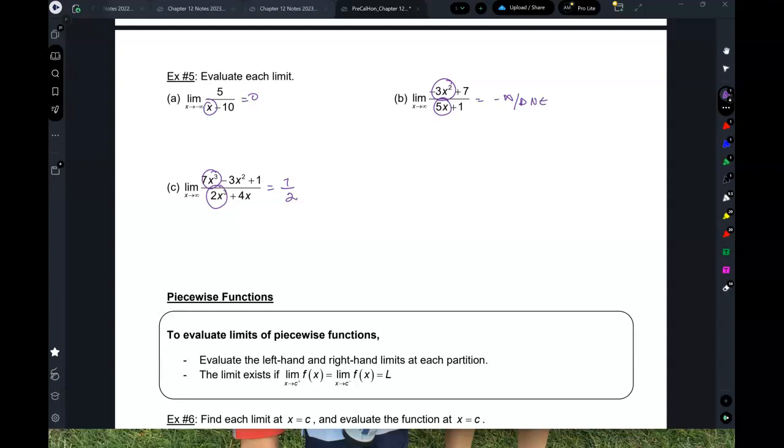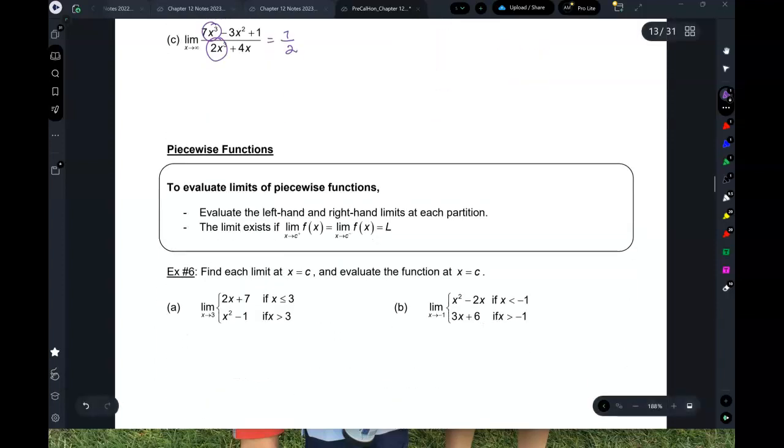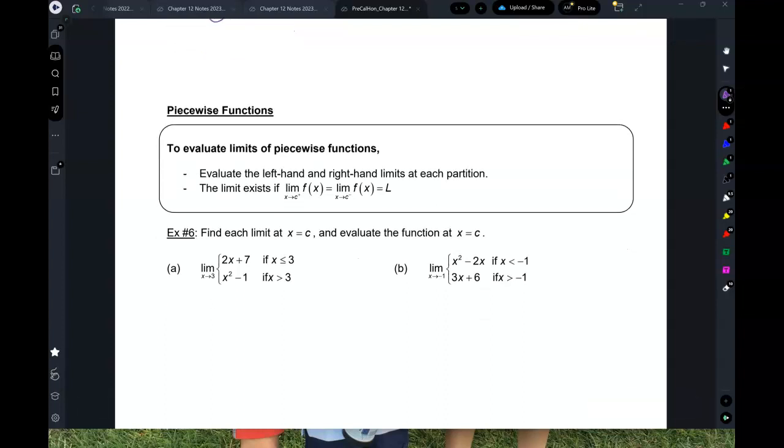All right, let's do piecewise functions, and then that's where we'll stop. Okay, so let's take a look at piecewise functions. Last night in the homework, I had you graph the piecewise functions so you could figure out what the limits were. Today, we're going to do it algebraically. So, the limit as x approaches 3 of this. Now you just have to look at what's happening as x approaches 3.